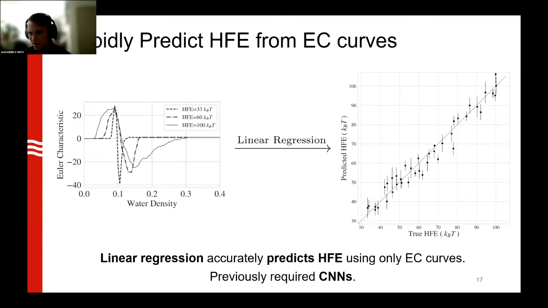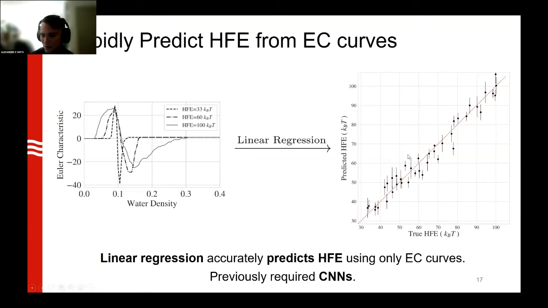So again, what this is all leading up to is this idea of rapidly predicting the hydration free energy for these systems. And so what we're doing here is we're taking as input our Euler characteristic curves, and we have a set of simulations where we've computed the hydration free energy via this long time sampling process. And so we're taking that data and training a linear regression model to predict the hydration free energy for those systems.